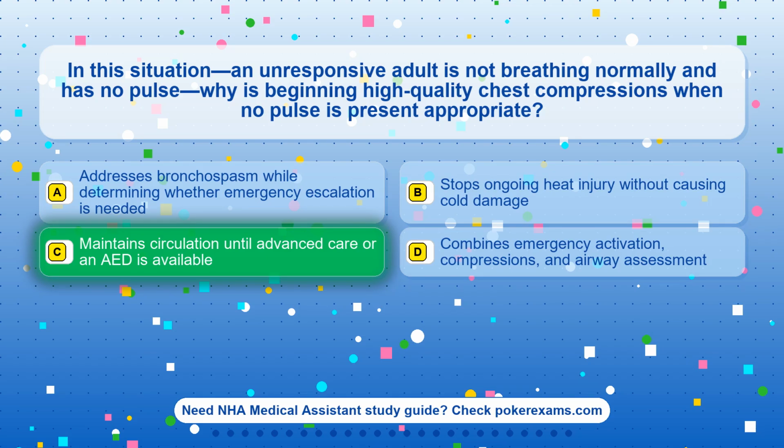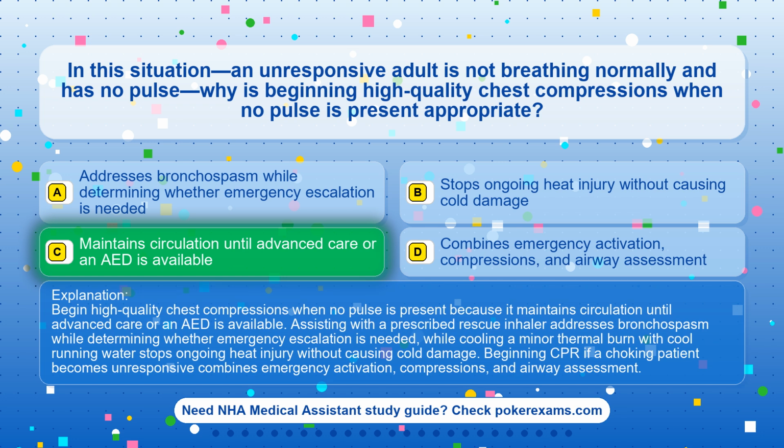The correct answer is option C. Maintains circulation until advanced care or an AED is available. Begin high-quality chest compressions when no pulse is present because it maintains circulation until advanced care or an AED is available. Assisting with a prescribed rescue inhaler addresses bronchospasm while determining whether emergency escalation is needed, while cooling a minor thermal burn with cool running water stops ongoing heat injury without causing cold damage. Beginning CPR if a choking patient becomes unresponsive combines emergency activation, compressions, and airway assessment.